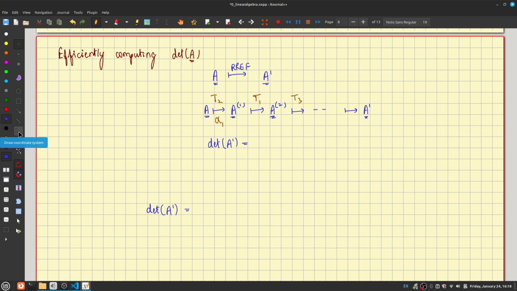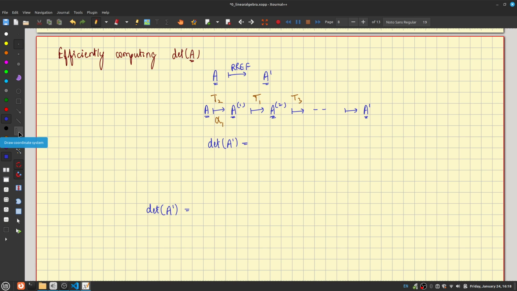Okay, so I'm assuming that when I compute the row reduced echelon form, I'll try to bring it down to a diagonal matrix. In fact, that's not required. It's enough if I just end up with an upper triangular matrix. All right. But in any case, what possible values can the determinant of A prime take?